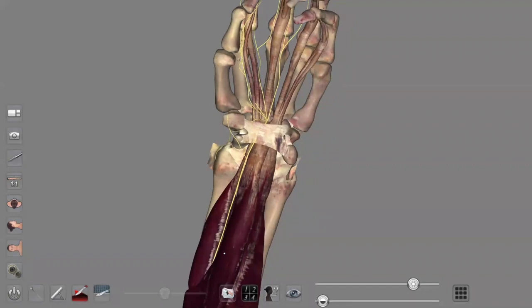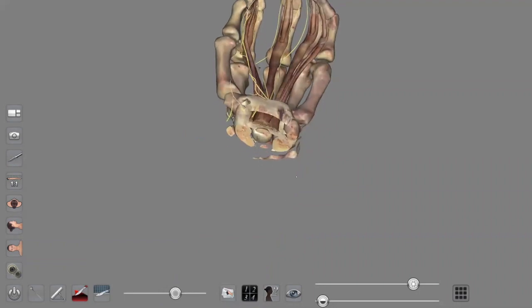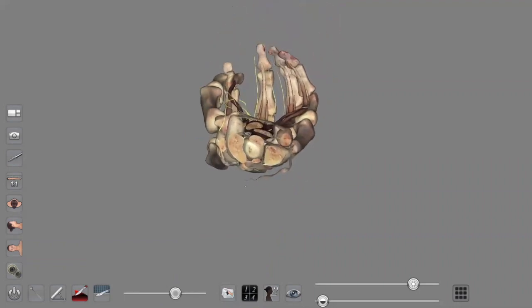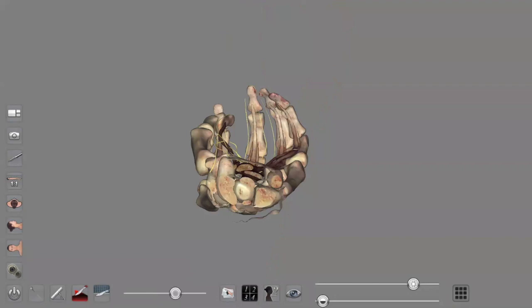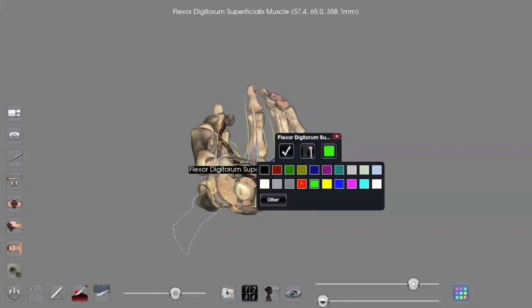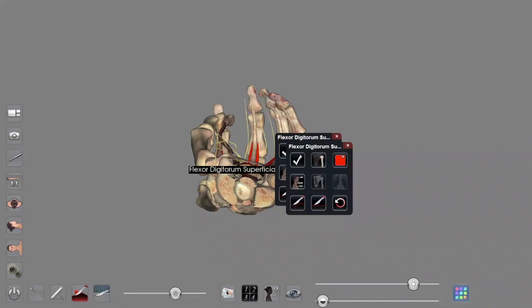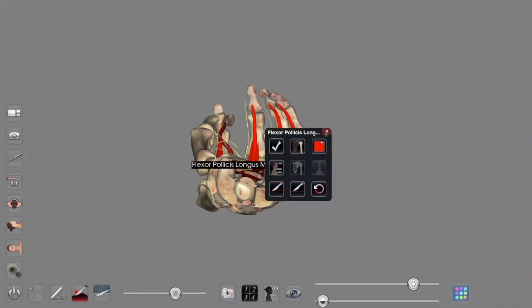Let's go ahead and see if we can dissect out a cross section for you. And we'll go ahead and highlight our muscles here in a nice red color so that you can see them. There we go.